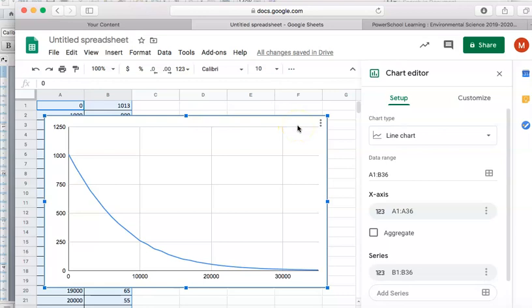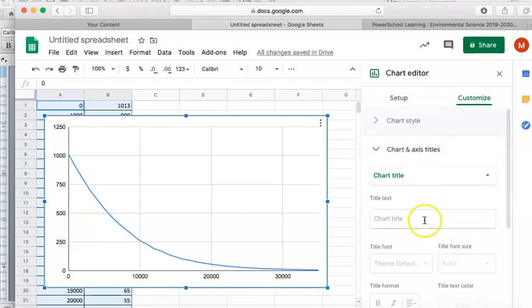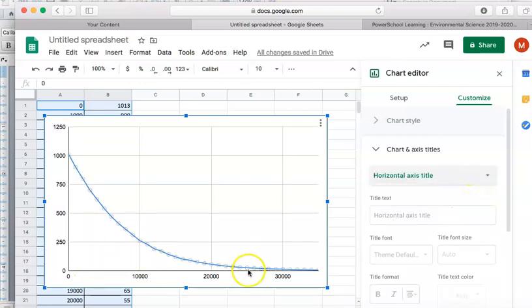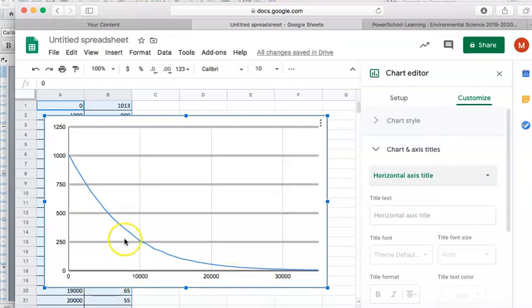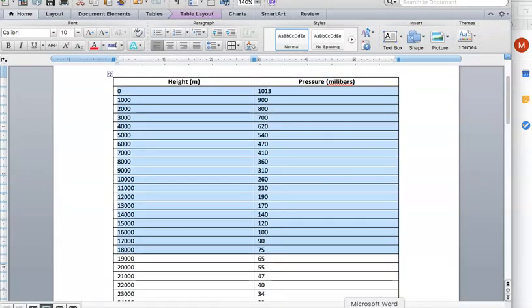The only thing that's missing now is an appropriate title, which I'm going to go to customize, chart and axes titles. Chart title I can type in directly in there. You come up with your own appropriate title that we've discussed in class. Horizontal axis title is going to be, in this case, I believe it was height above the Earth's surface, and then the y-axis was pressure, how it's going to be decreasing. So make sure that you're including units of measurement for that as well. So that's graph number one.